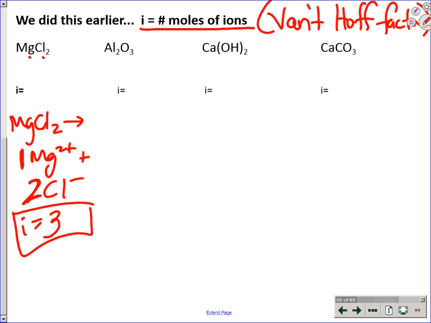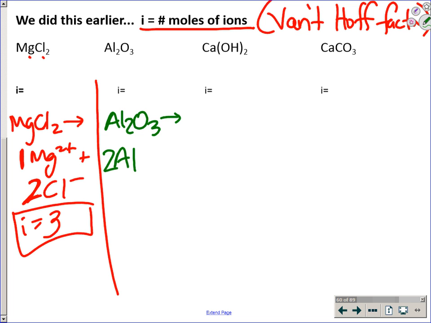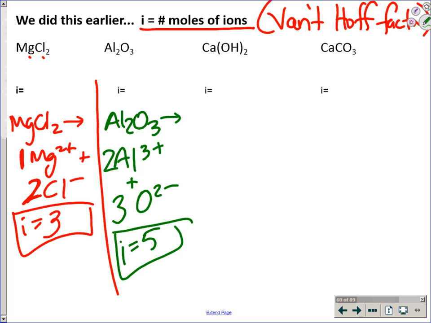Okay, I want you to walk through that same process for the rest of them, aluminum oxide first. Walk through that process. Okay, so when aluminum oxide dissolves or dissociates, it makes 2 aluminum 3+ ions, right? And 3 O2- ions, totaling an i of 5. Okay, so 2 + 3 is 5. Same process, next one.